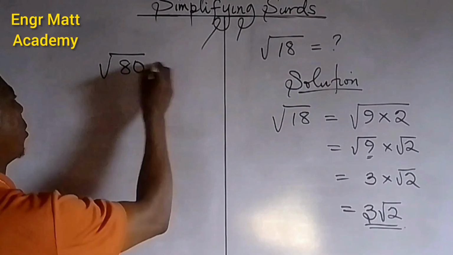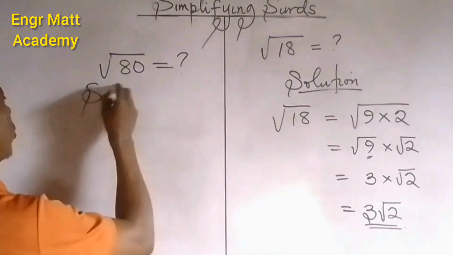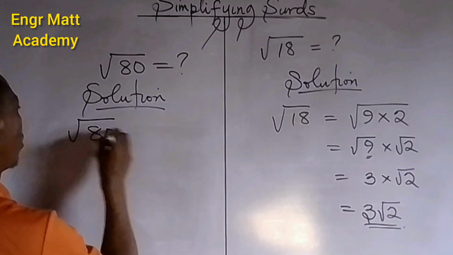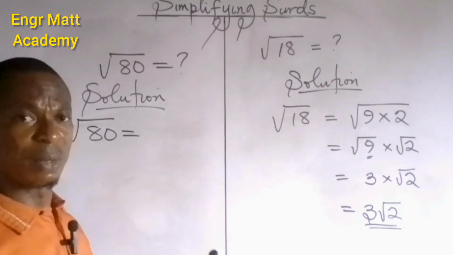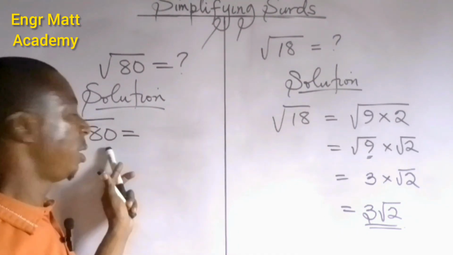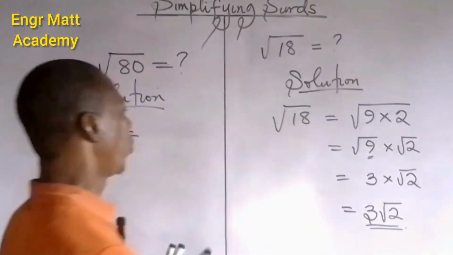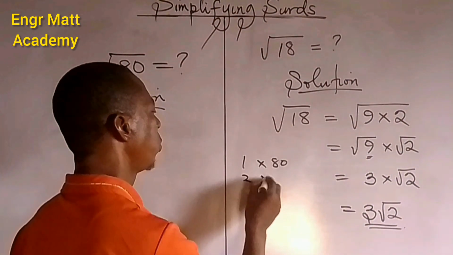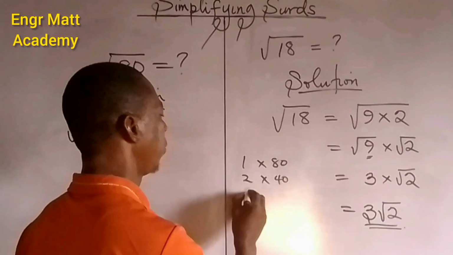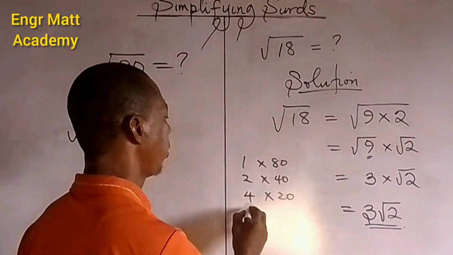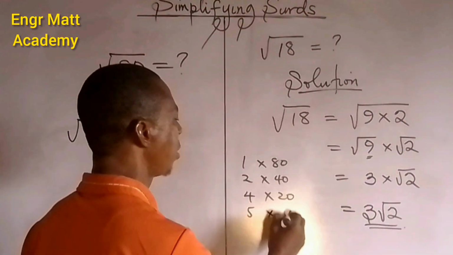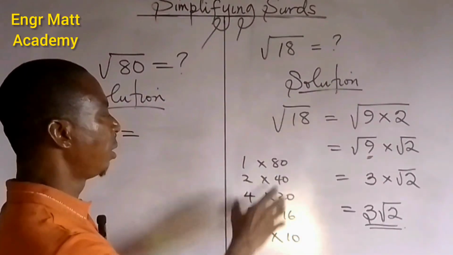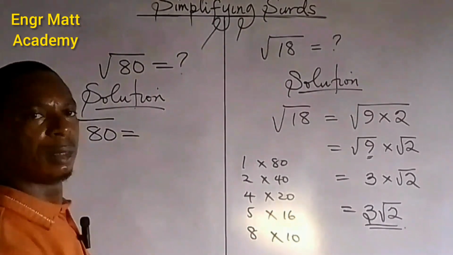Root 80. Solution: let's break down 80. Root 80 is equal to, let's now see the possible ways to split this or break it down. We have 1 times 80, 2 times 40, 4 times 20, 5 times 16, and 8 times 10. These are the factors of 80.